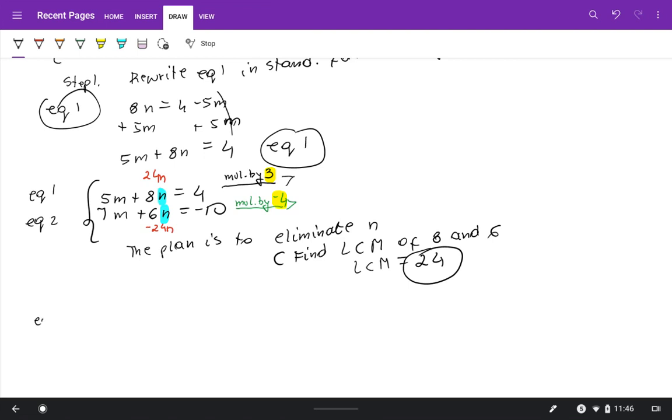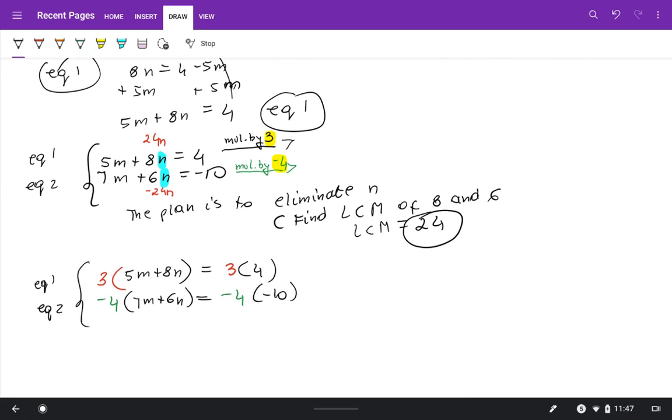So equation 1, we're going to build an equivalent equation. We multiply everything by 3. So we have 3 times, copy the left side of equation 1, which is 5m plus 8n, equal 3 times 4. And equation 2, we multiply the entire equation 2 by negative 4. So negative 4 times the left side of the equation, which is 7m plus 6n, equal negative 4 times the right side of the equation, which is negative 10. Okay, so we're building an equivalent system.